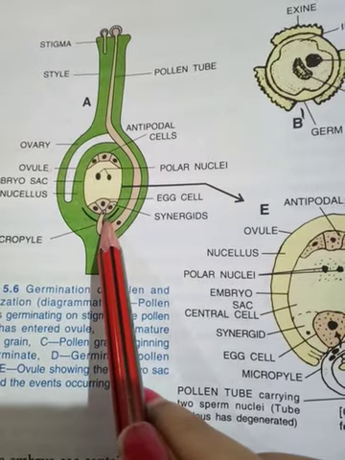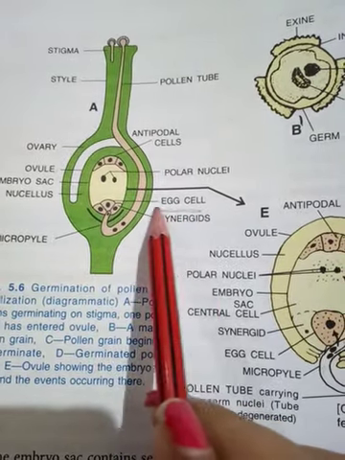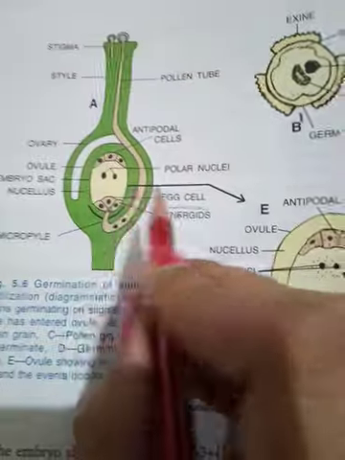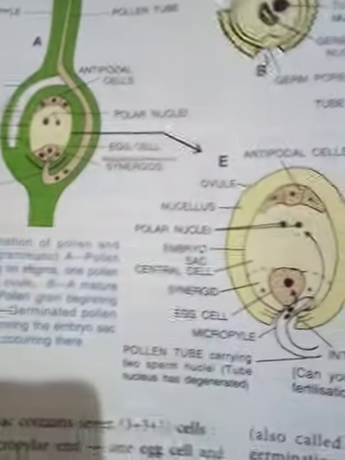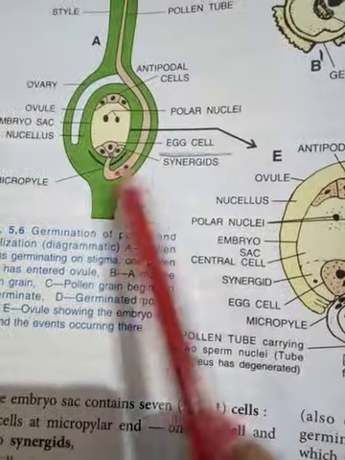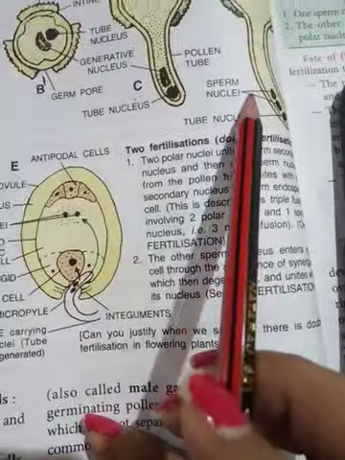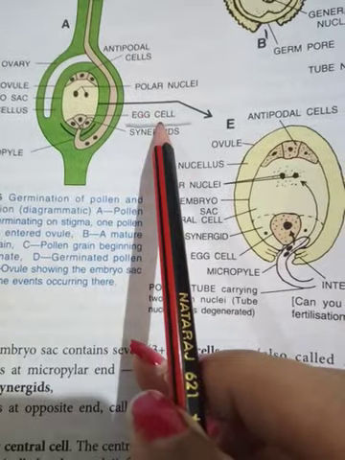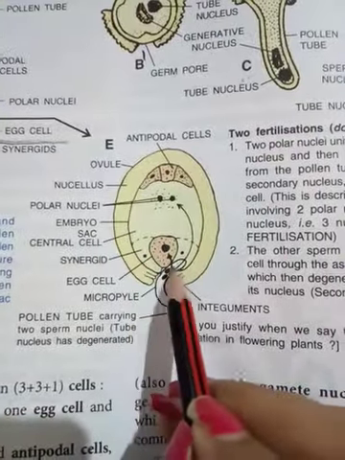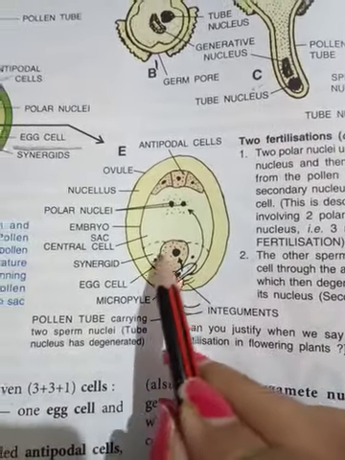The female gamete here is the egg cell. The sperm nuclei come to fertilize this. Out of these 2 sperm nuclei, only 1 is able to fuse with the egg cell. So here I was talking about the egg cell.